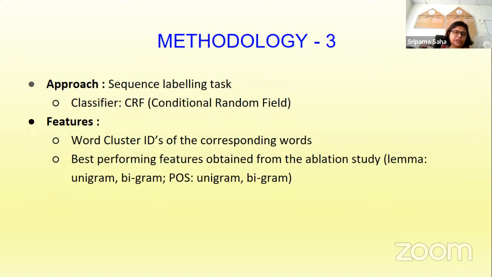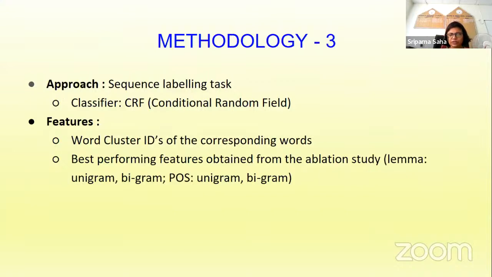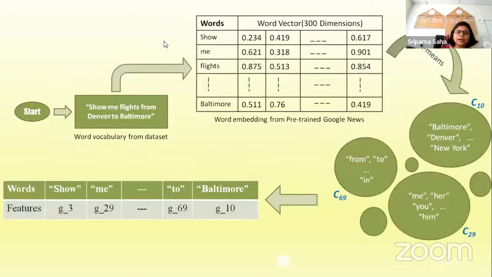Here we first apply clustering on the word embeddings. By clustering, we group the words which are semantically similar, whose meanings are similar, and then each word is replaced by the cluster ID. Not only this feature, we also have other features. After the ablation study, we found a good set of features, and those features are also added with this cluster ID, and then we train the CRF.